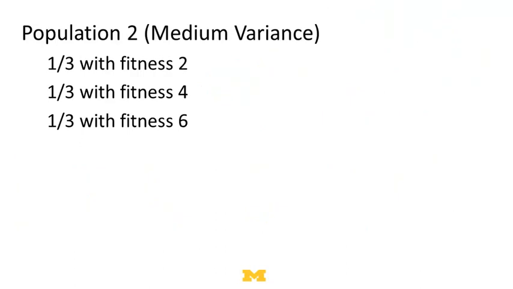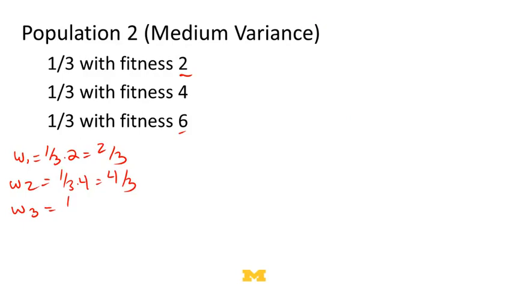Let's now do a case where we've got medium variance. So before the fitnesses were 3, 4, and 5. Now the fitnesses are 2, 4, and 6. And let's do the same thing. So what's the weight on strategy 1? That's going to be 1/3 times 2, which is 2/3. The weight on strategy 2 is going to be 1/3 times 4, which is 4/3. And the weight on strategy 3 is going to be 1/3 times 6, which is 6/3. And again, the average fitness here, as before, was equal to 4.